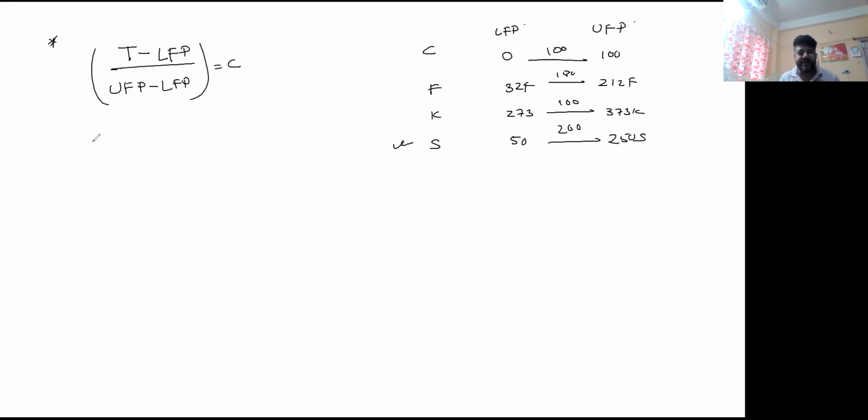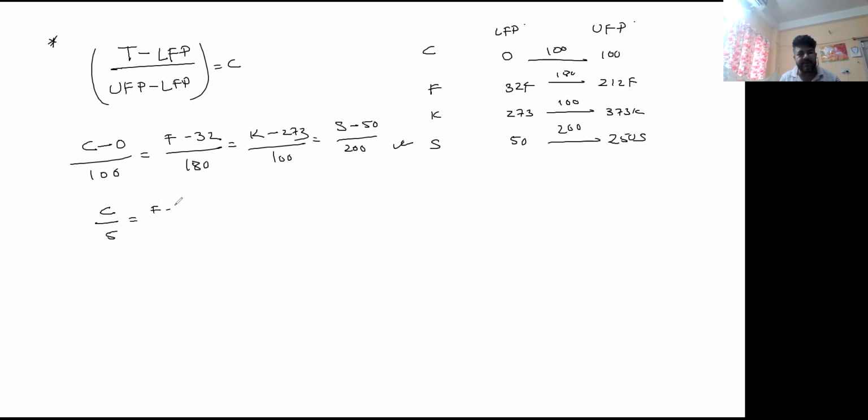For the centigrade scale, C minus 0, so the difference is 100. Fahrenheit scale: F minus 32 by 180. For Kelvin scale: K minus 273 by 100, and for the Shom scale, S minus 50 by 200. So what we have is C by 5, that is F minus 32 by 9, that is K minus 273 by 5, that is S minus 50 by 10. So you can convert any scale into any scale.